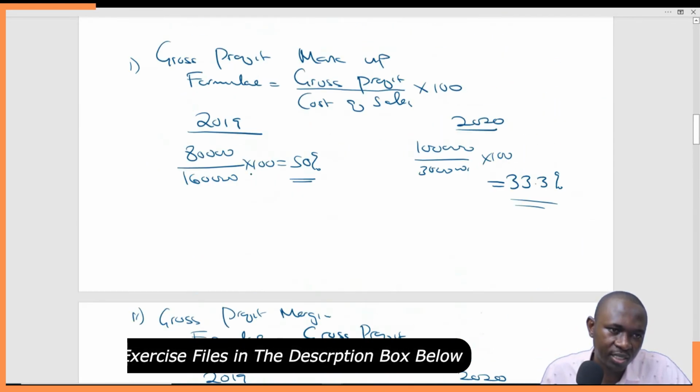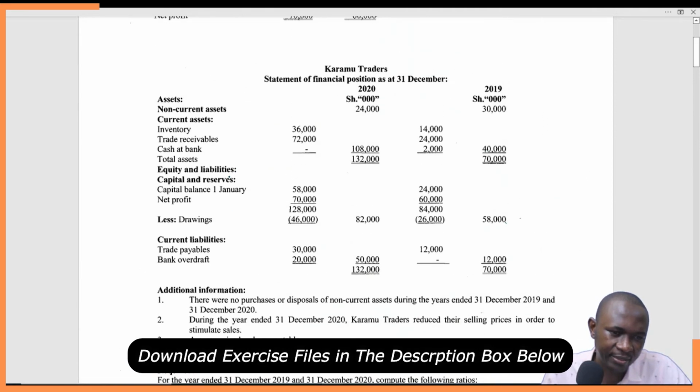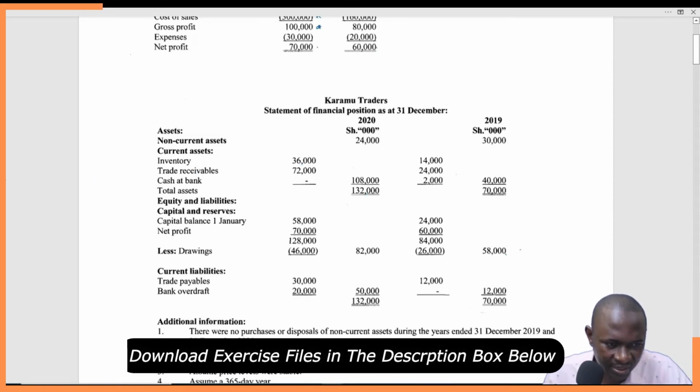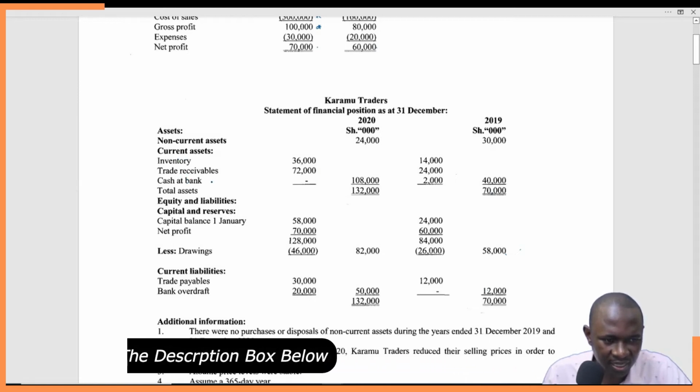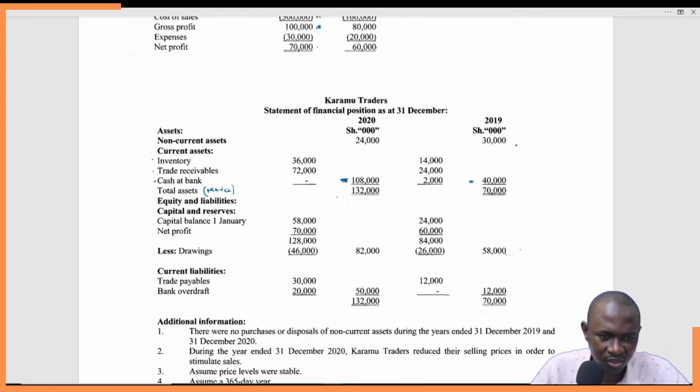Simply go up here and pick the current assets, the total current assets. We're interested in total current assets. So it's this 108,000, because we have added inventory plus trade receivables plus cash at bank. This is total assets, that is non-current assets plus current assets. We are not interested in this. We are interested in the current assets only. So 2019 is 40,000, 2020 is 108,000.